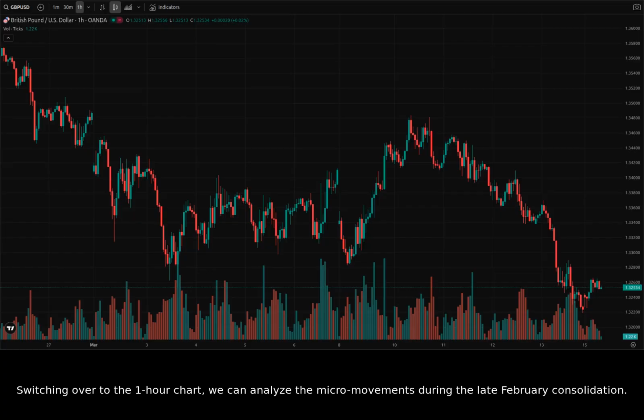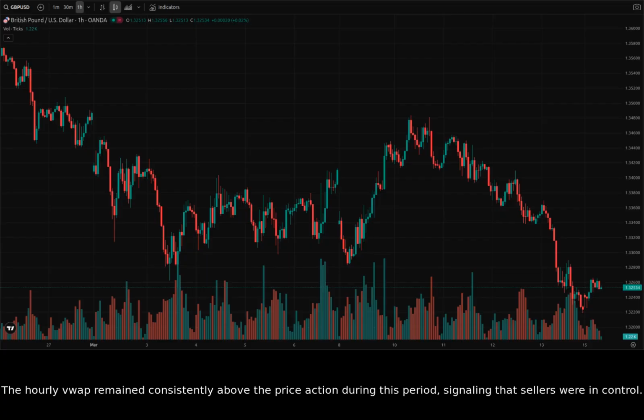Switching over to the 1-hour chart, we can analyze the micro-movements during the late February consolidation. Between February 23rd and 25th, the pair was oscillating in a tight range between 1.348 and 1.352. This sideways action often precedes a large breakout, and in this case, the breakout was eventually to the downside. On February 26th, we saw multiple hourly candles failing to hold the 1.355 level, resulting in a gradual slide.